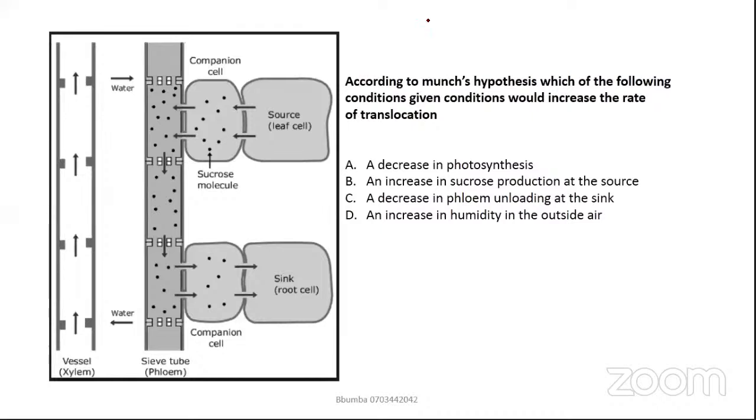What about the rest? What do you think about Lucky's answer, or do you think her answer is the correct one, or you have a different alternative answer? What do you think? From what we have understood about Munch's hypothesis, or you could call it the mass flow hypothesis, or the pressure flow hypothesis. So all those names can work. Actually, if it's a general question, it could work all through.